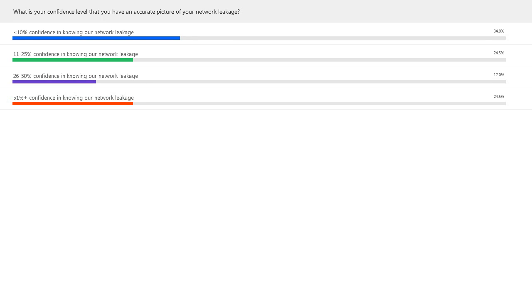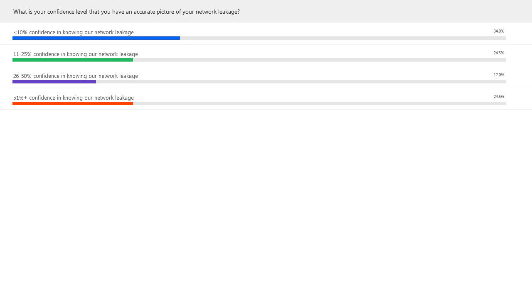Yes, thanks, Erica. Again, sort of interesting results here. So we've got a pretty even distribution, actually. I would say that seeing less than 10% confidence in knowing the network leakage as the leading score, if you will, is troubling, right? You need to have that information, particularly if you're taking risks, knowing where your network is porous and trying to find ways to repatriate that care is critical.